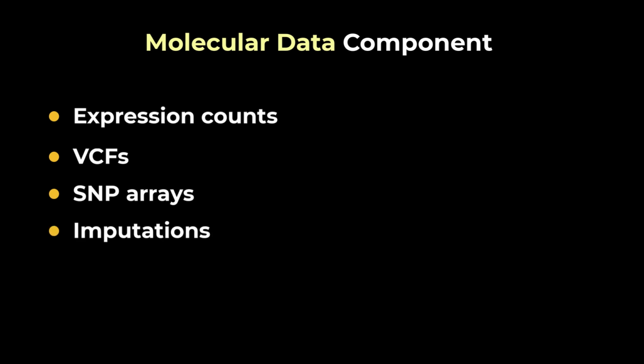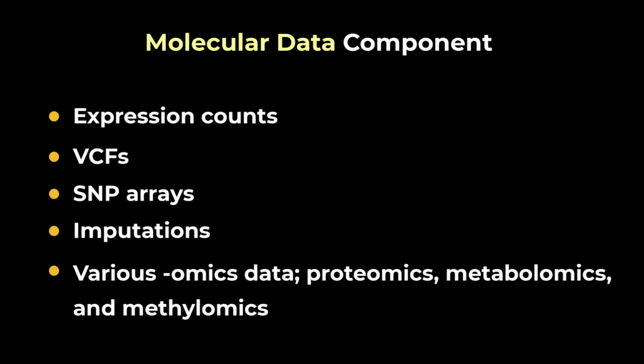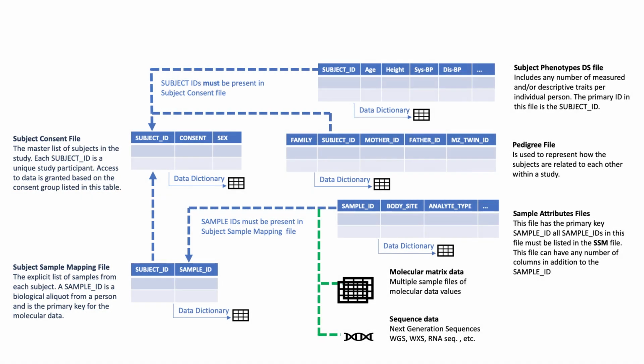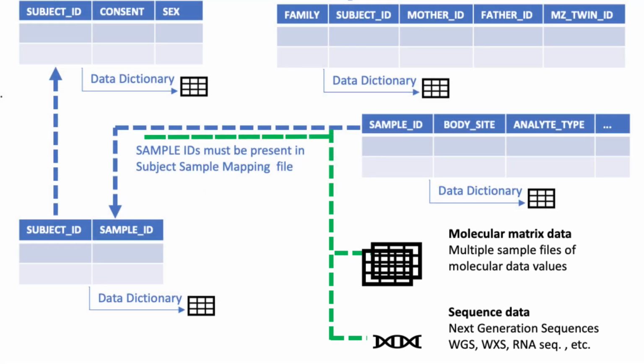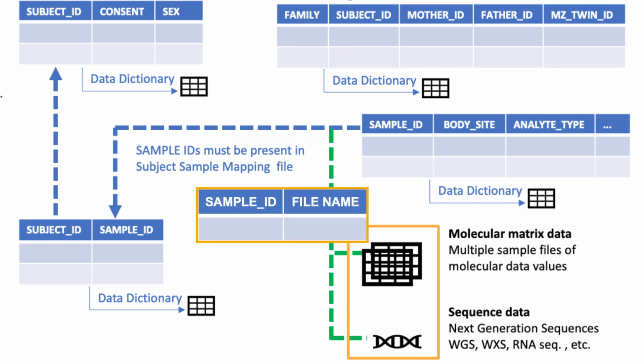Even if no sequences are submitted, expression counts and VCFs can still be submitted under the molecular data component, along with SNP arrays, imputations, and various omics data, such as proteomics, metabolomics, and methylomics. Keep in mind that every sample ID listed in the molecular and sequence data must map back to a consented subject in the subject sample mapping dataset. If the sample IDs are not in the files, then please submit a 2-column table with the sample IDs mapped to the file names.